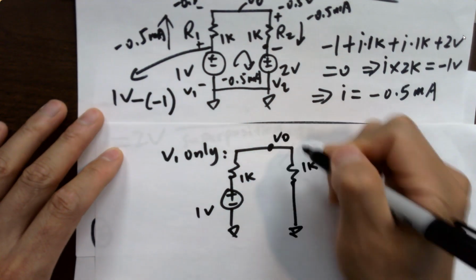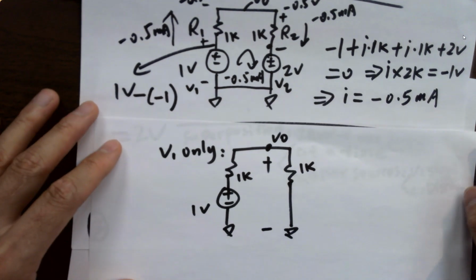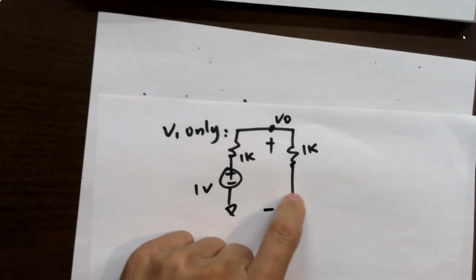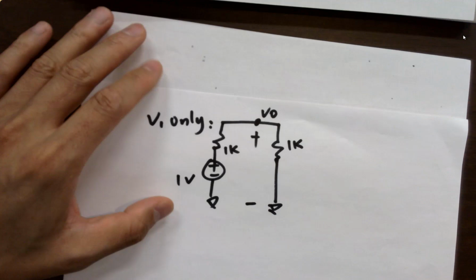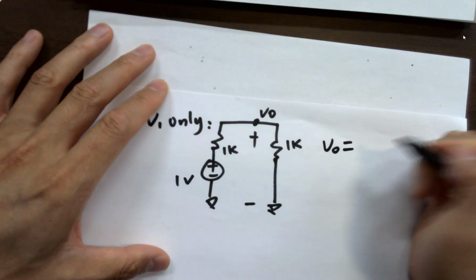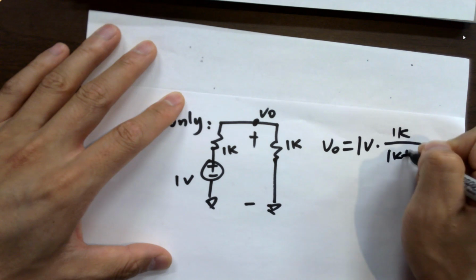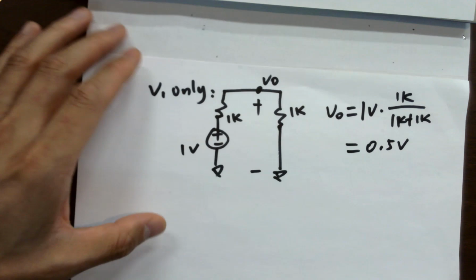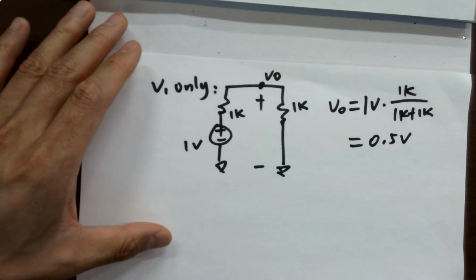Find out the voltage, plus minus, compared to the ground. Okay, V1 only, so V2 is shorted. Why? Because the ideal voltage source has an internal resistance of 0, so we short it. So what is V out? It's a voltage divider. It's 1 volt times 1K over 1K plus 1K, which is 0.5 volts. So this is V1's impact to V out.